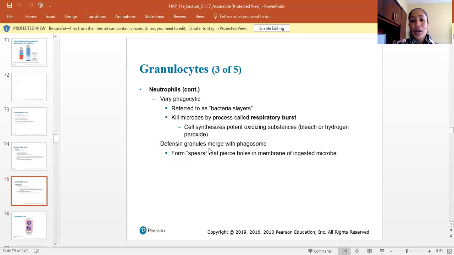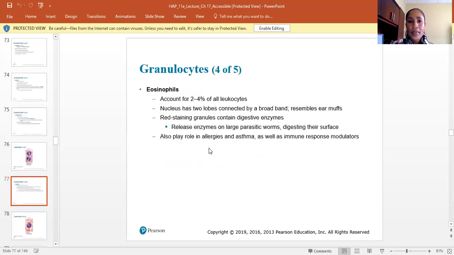They're going to kill microbes by a process called respiratory burst, where the cell will synthesize a potent oxidizing substance like a bleach or things like that that will help to get rid of bacteria. And then I think that's all I wanted to say about neutrophils.